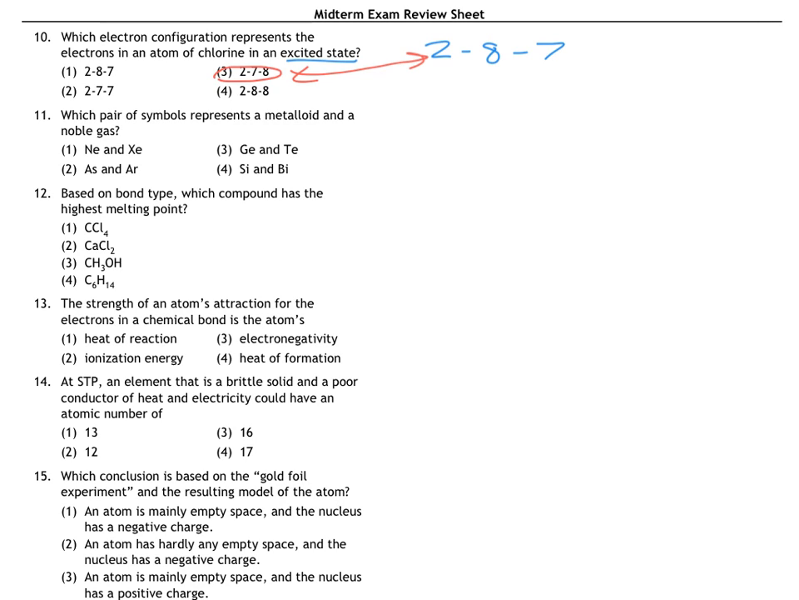Number 11, which pair of symbols represents a metalloid and a noble gas? So best answer here is choice 2. Arsenic is a metalloid, it borders the staircase, and argon is a noble gas, it's element 18.